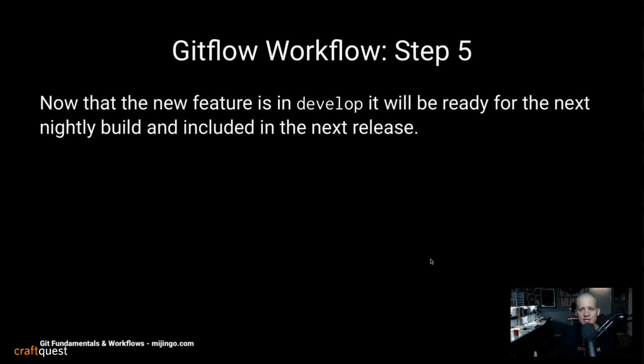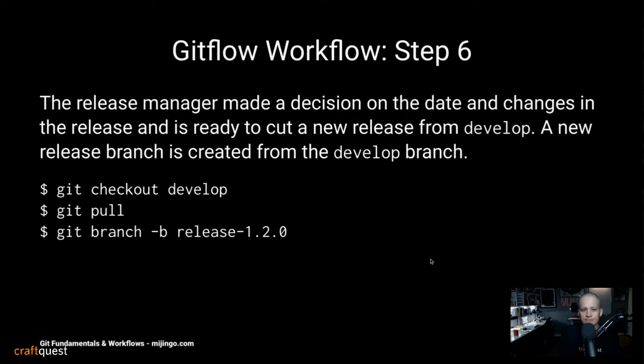So now that the feature is in develop, it's going to be ready for the next nightly build, and it will be included in the next release. So at this point, it's in develop. This feature should be working. It should be feature complete and tested. Not sort of like, I've got it done, but I need to go revisit some things. If you still have that, you need to keep it in the feature branch. But we're assuming it's ready to go because we're in develop. So it's like, this is like staged for release basically.